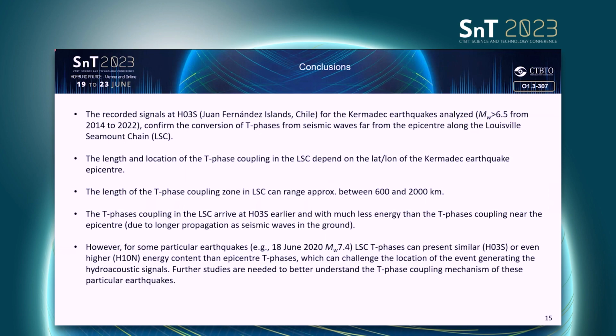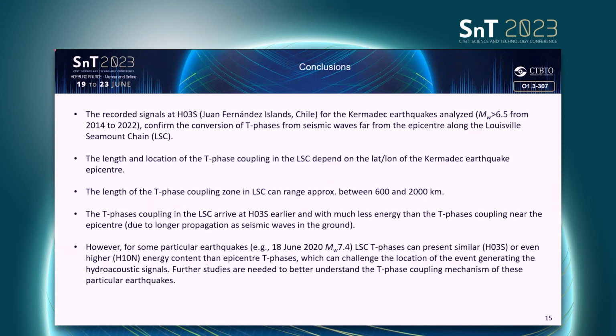As conclusions, the recorded signals at HO3 south, which is in Chile, for the Kermadec earthquakes analyzed here, confirm the conversion of T phases from seismic waves far from the epicenter along the Louisville Seamount chain. The length and location of the T phase coupling in this seamount chain depends on the lat long of the Kermadec earthquake. Also, the length of the T phase coupling zone can range between 600 and 2,000 kilometers.